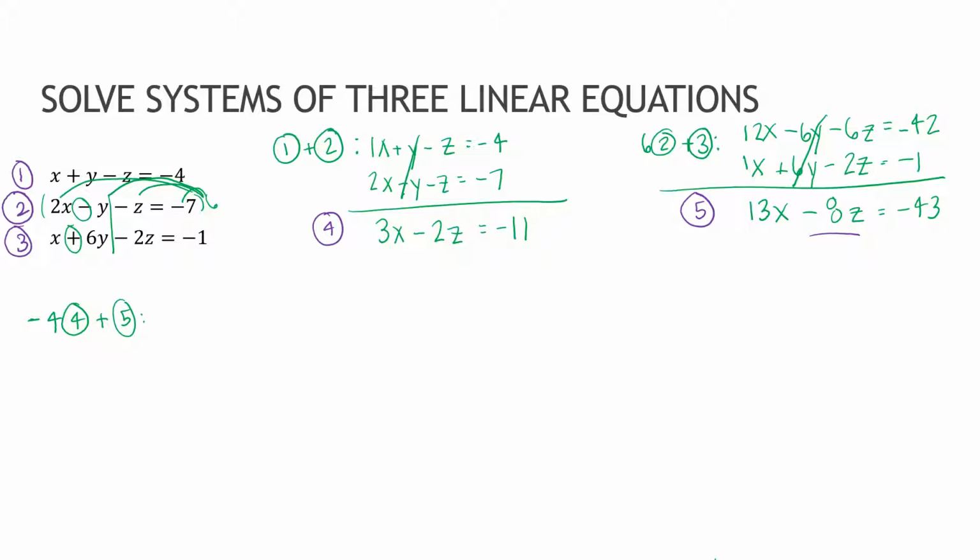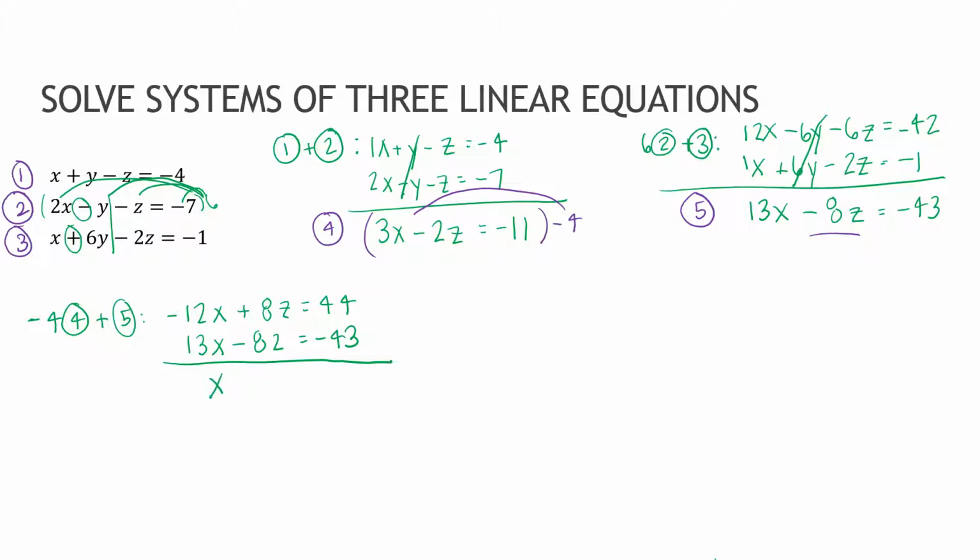So if I take negative 4, that would give me negative 12x, positive 8z, positive 44. And then equation 5, just recopy. 13x minus 8z equals negative 43. Add those together. Negative 12 plus positive 13 is 1x. 8z and negative 8z cancel. 44 plus negative 43 is 1. And so I found my first answer.